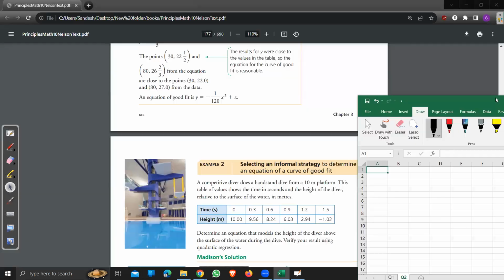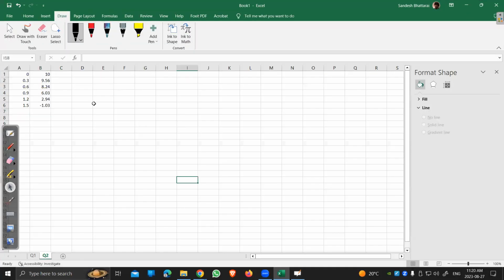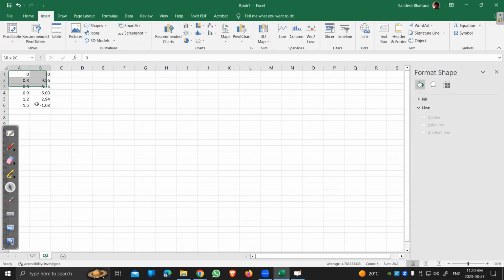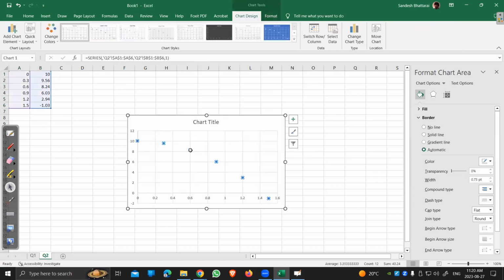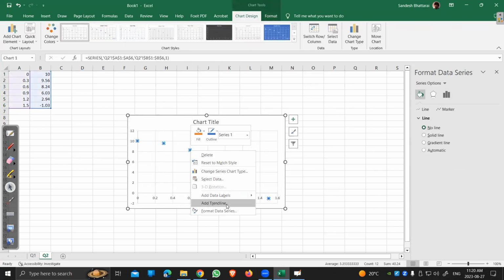Now, what are the data points for question 2? So we have 0, 0.3, 0.6, 0.9, 1.2, 1.5, and the y values, 2.94, negative 1.03. You can also do this on Desmos, but it's easier and quicker on Excel. Step 1, plug in the points. Step 2, highlight your points. Go to insert charts, choose scatter plot, and then right click on the points. The trend line is your curve of best fit.